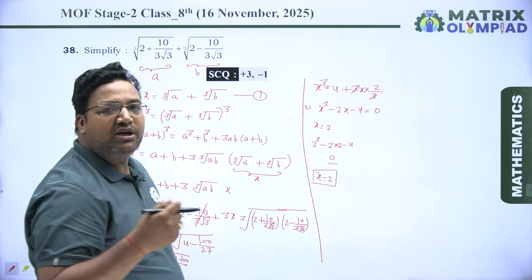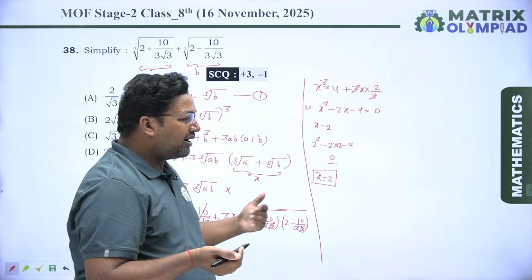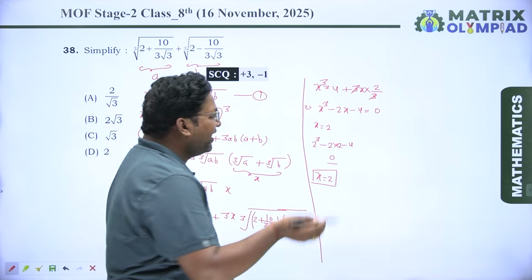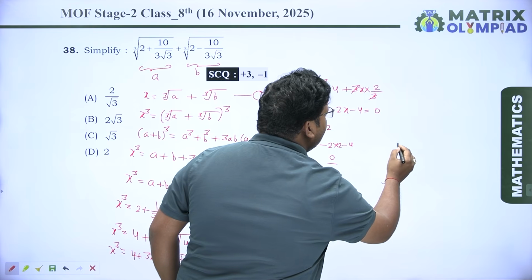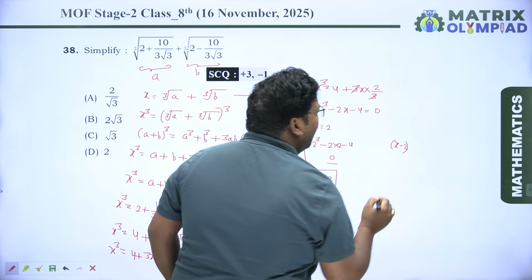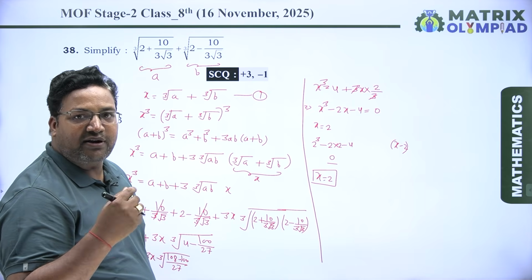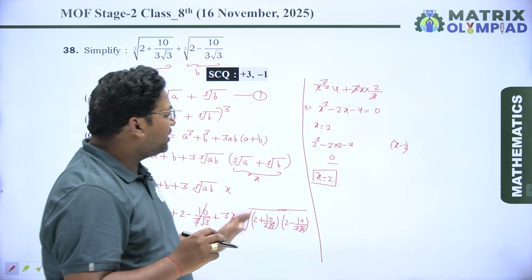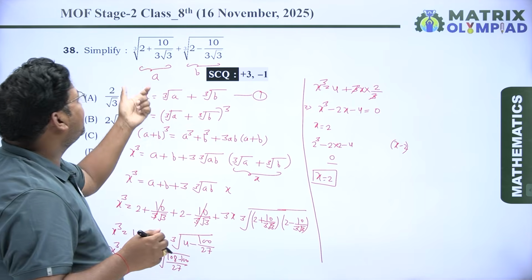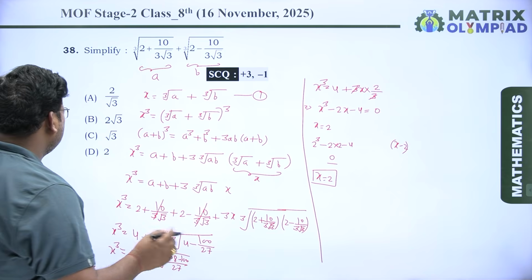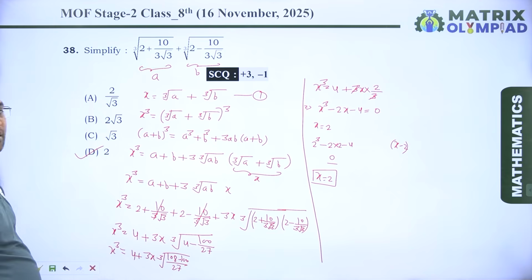Again, we have to find the other two factors. For finding the other two factors, we have to divide this equation by x minus 2. And when we calculate the other two factors, these two are imaginary roots. So our answer is x equal to 2, which is in option D. So option D is the right answer.